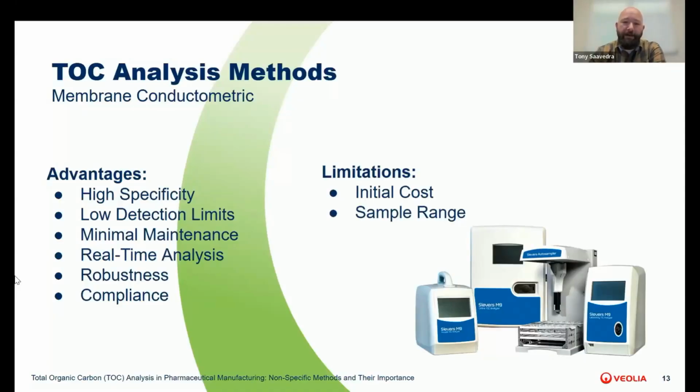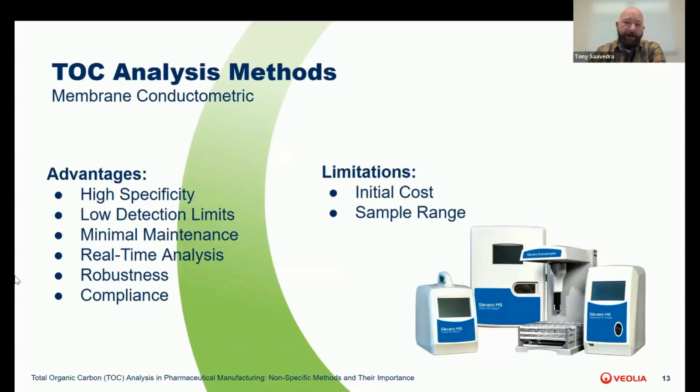However, it's important to note that while highly effective, this method does have some limitations. One is the initial cost. The equipment for this method can be a little bit more expensive up front compared to some of the other TOC methods. And then the sample range. Due to the nature of the analysis and the ability to maintain stable calibration over a year, the upper range is around 50 parts per million.